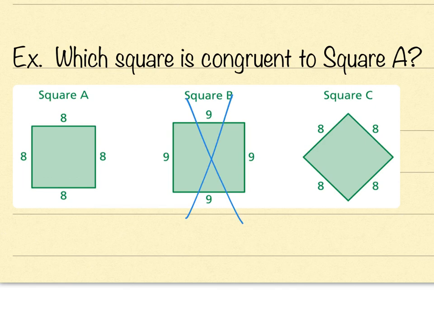Now, square C has been rotated. It's still a square. It's been rotated a little bit, but it's still the same shape, and it's still the same size. So square C would be the same exact shape as square A. They would be congruent to each other.